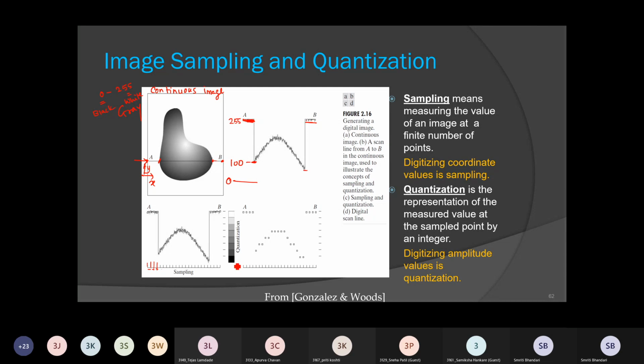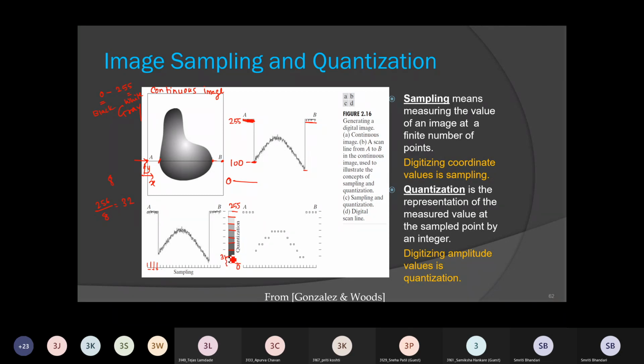From 0 to 255. Correct? So let us assume that this is my 0 and this is my 255. I'm quantizing it. What does it mean? I'm having small intervals here. How many intervals? 1, 2, 3, 4, 5, 6, 7, 8. 8 intervals. It means I'm dividing 256 by 8, so I'll be getting 32.